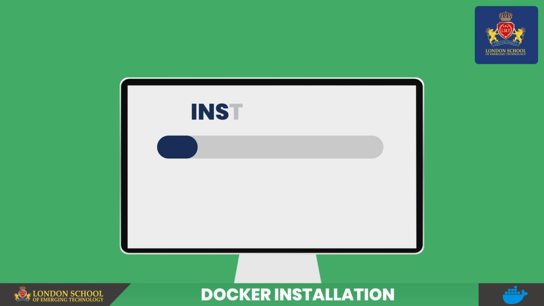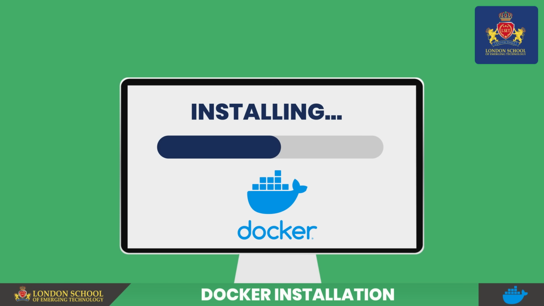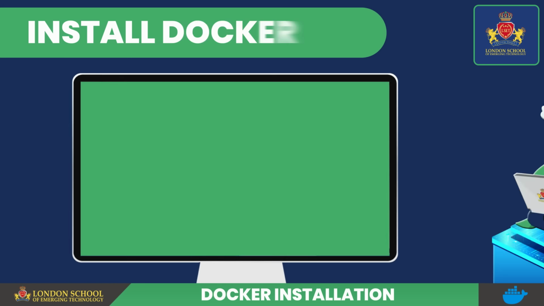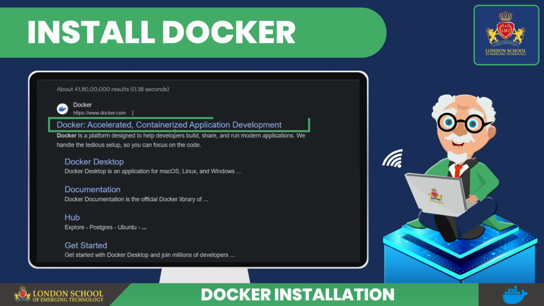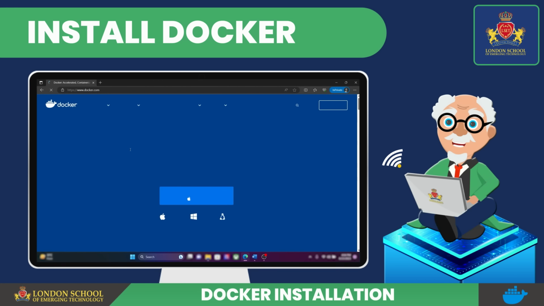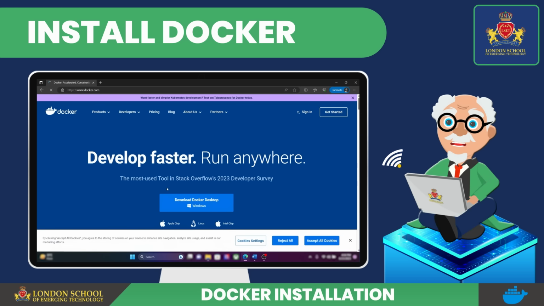In this video, we will learn how to install Docker on the Windows operating system. To install Docker, go to the web browser of your choice. Use the search bar to type Docker download. On this page, click on the first link that appears. It will redirect you to the Docker official website.